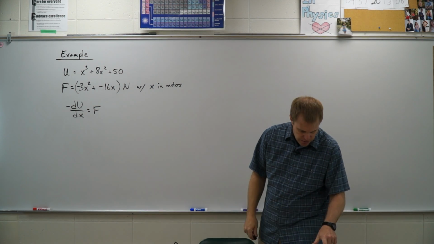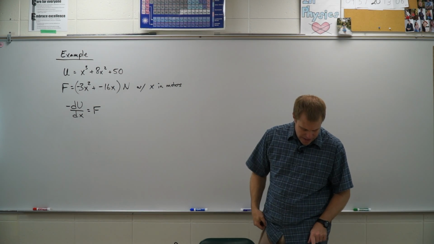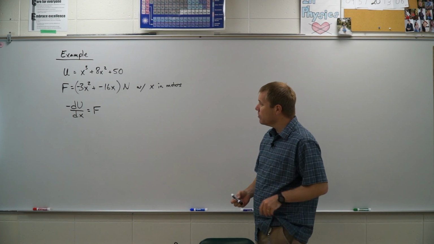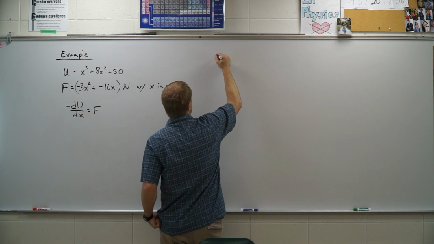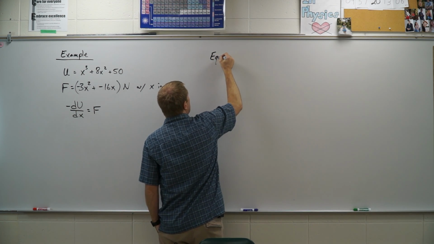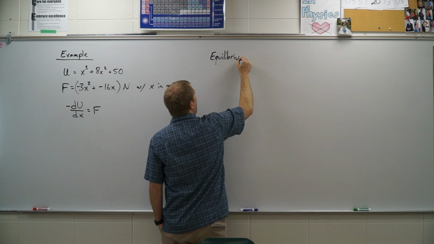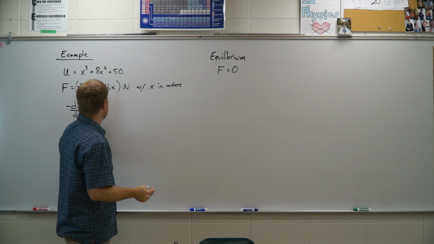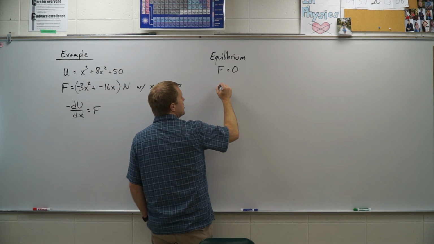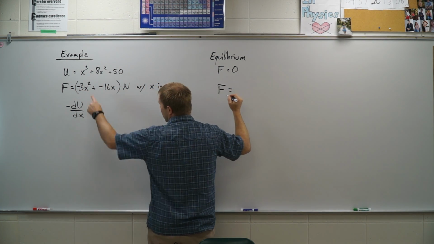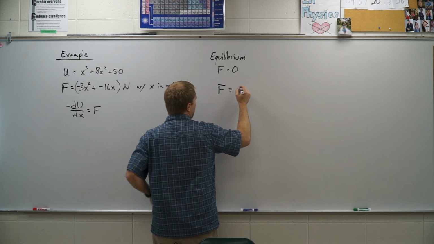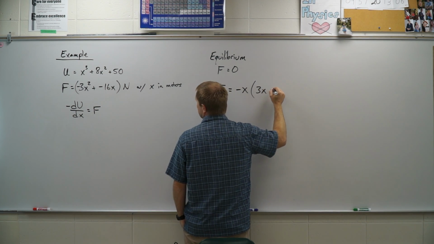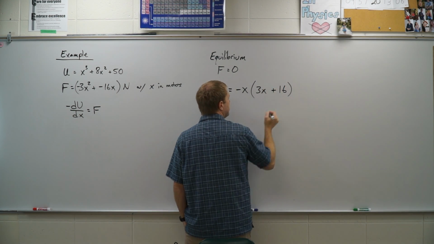Next, it wants me to find where the equilibrium locations are, and are they stable or unstable? Well, equilibrium locations means my force is 0. So when I see the word equilibrium, I know that force equals 0. That's the clue. So now I need to set this equation equal to 0. I'm going to factor out a negative x out of there. So I have negative x times 3x plus 16.